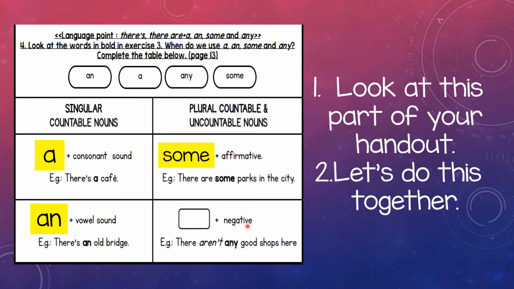Blank plus negative, we use any. Maksudnya tak ada. Kalau ayat tu tak ada, we use any. There aren't any good shops here. Tak ada langsung kedai yang bagus dekat sini. Okay, let's continue.